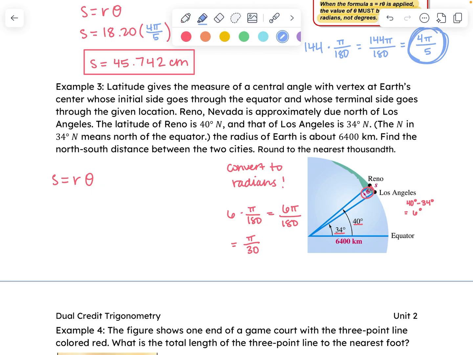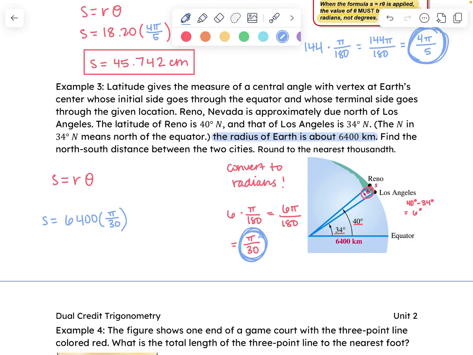Okay, it does tell us that the radius of the Earth is about 6,400 kilometers, so I can plug that into my formula. So 6,400 times now my angle in radians, the pi over 30. It says round to the nearest thousandth, so I'm going to go ahead and plug it into my calculator.